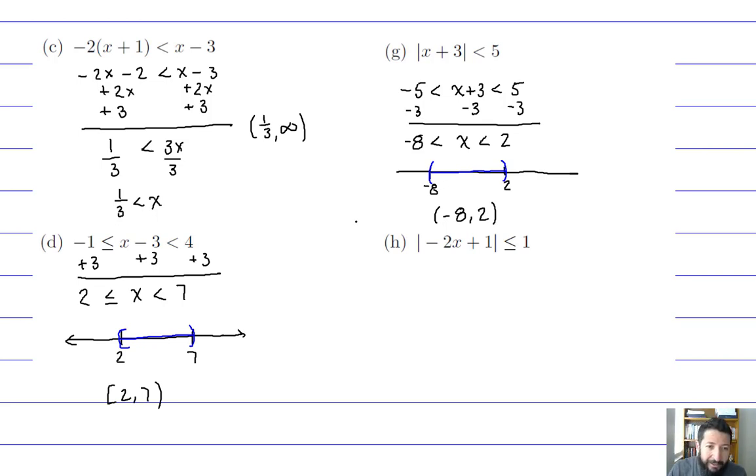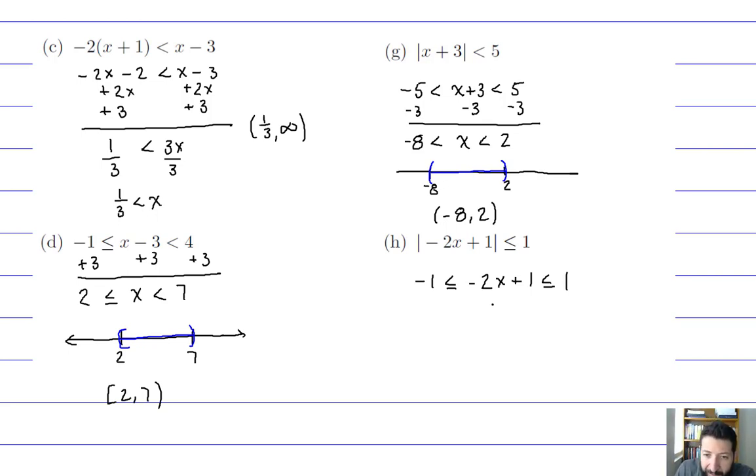So basically, this inequality is just a special case of this one right here. So nothing new, nothing too exciting, but we need to address it. So same here: from negative 1 less than or equal to negative 2x plus 1, less than or equal to 1. We're going to address it the same way we did before.